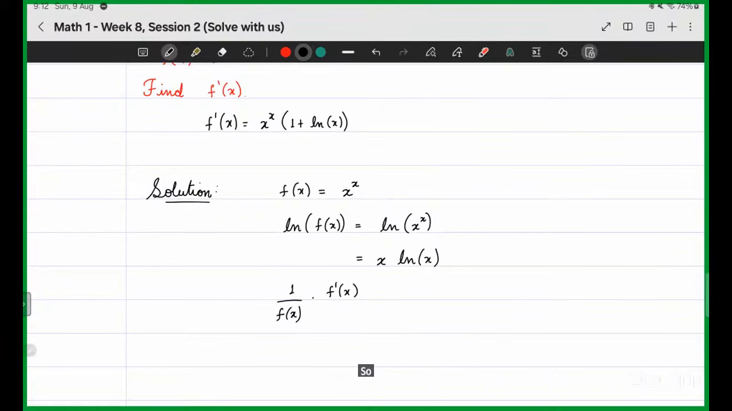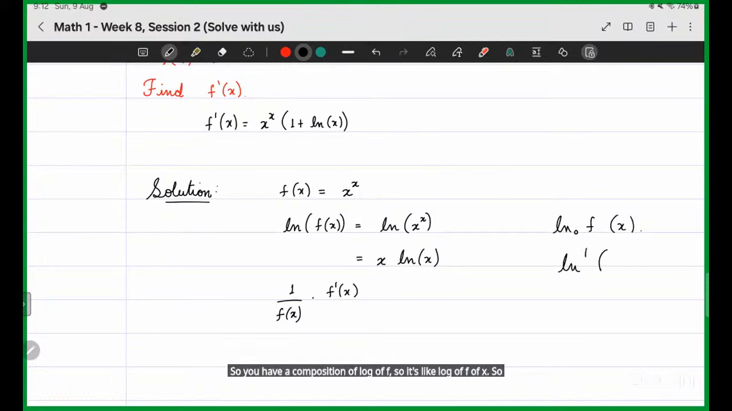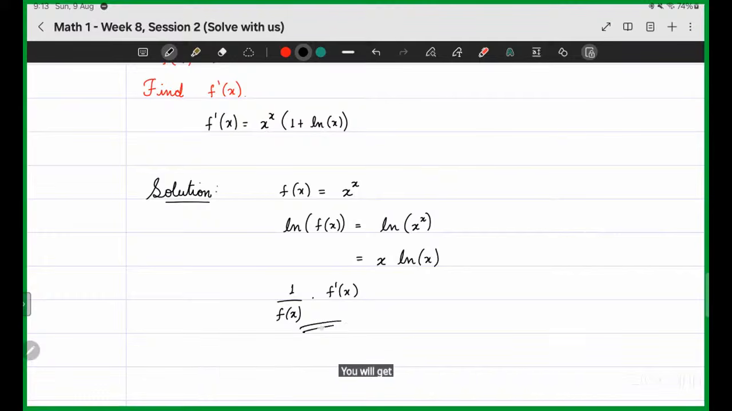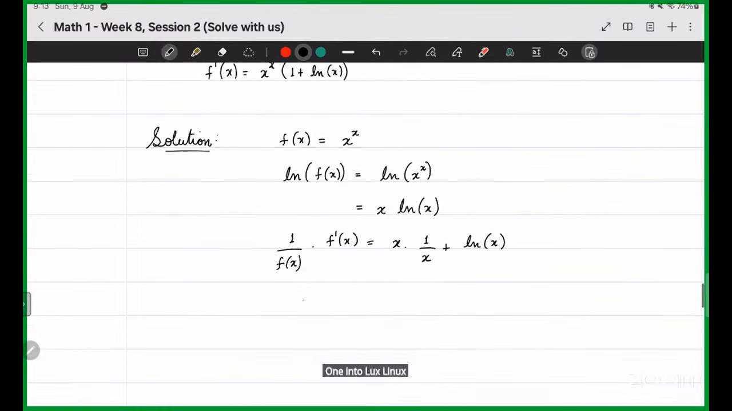So you have a composition of log of f, like log of f of x. You'll do log prime of f of x times f prime of x. This is the chain rule, and log prime is 1 by f, 1 by x. So you will get this. On the other hand, you will have x times 1 by x plus, by the product rule, 1 times log x, ln x. I'll take the thing to the other side, and what we get is f prime of x equals x to the x times 1 plus log x. So the answer that is given is correct.